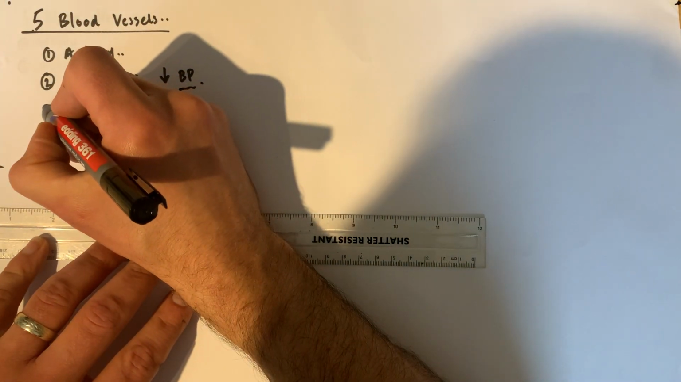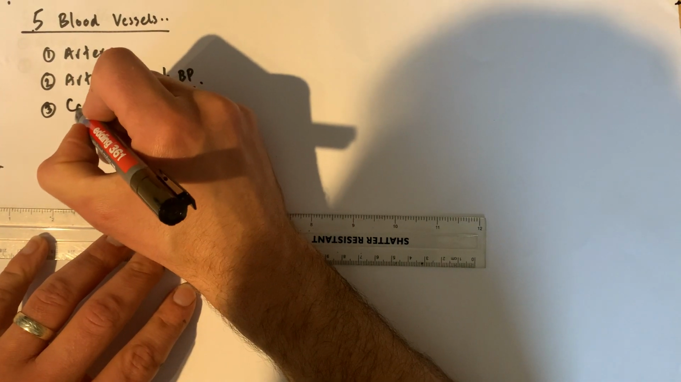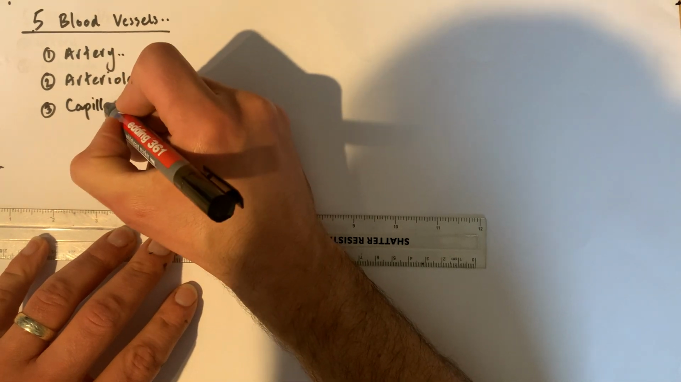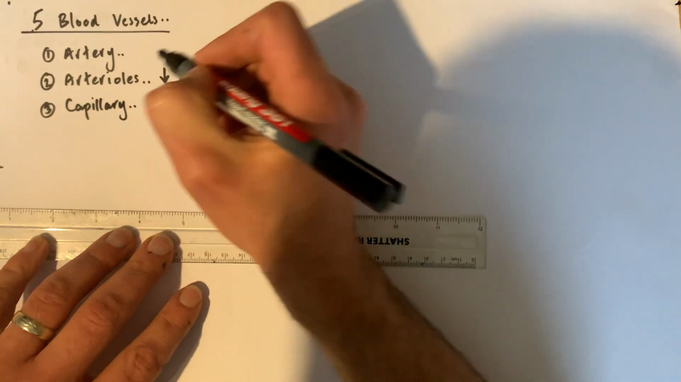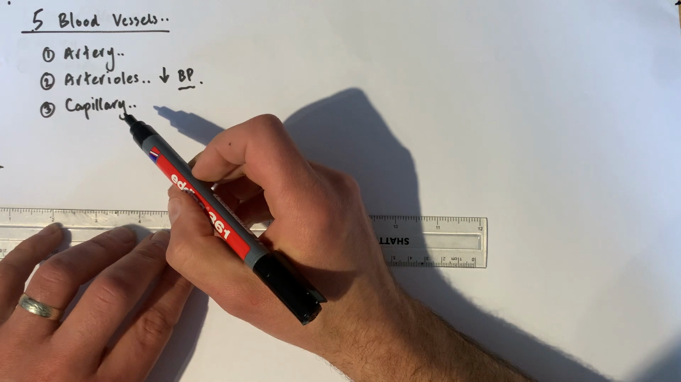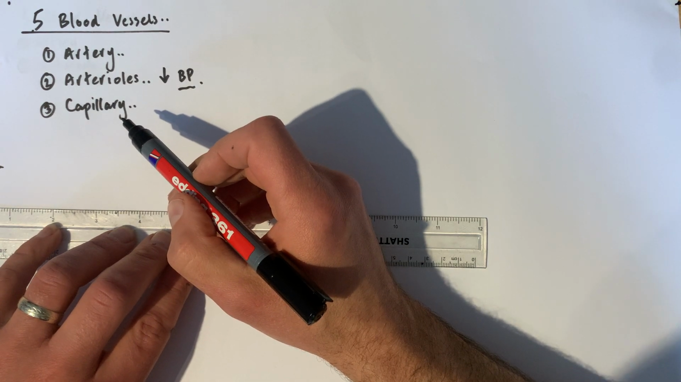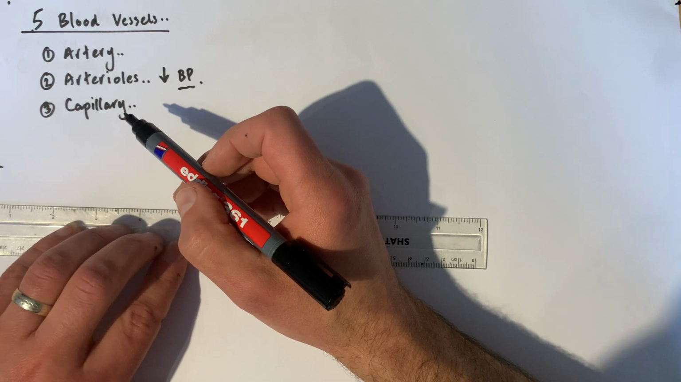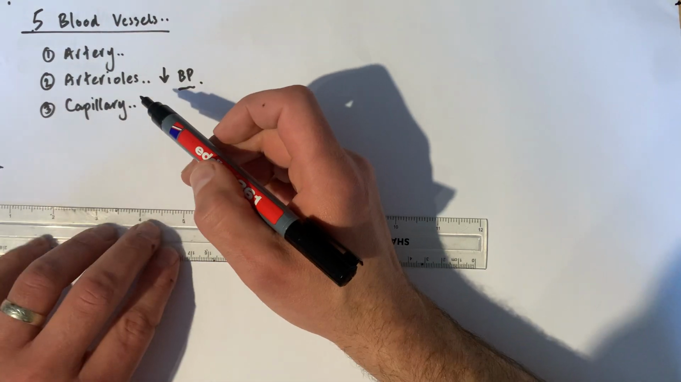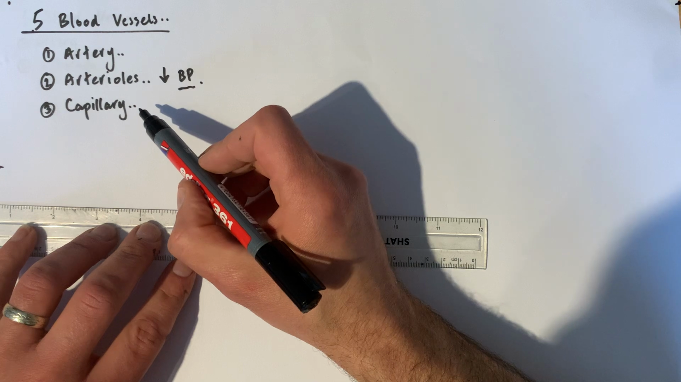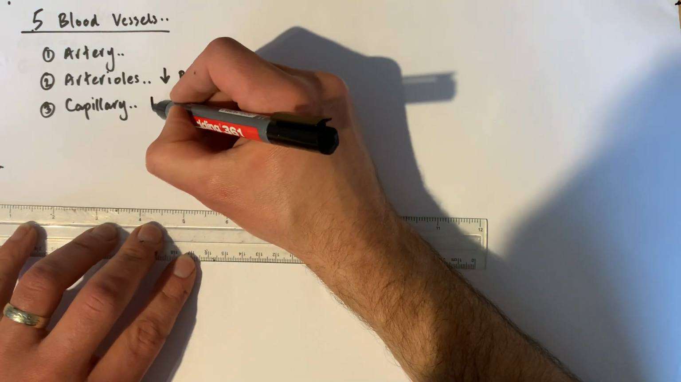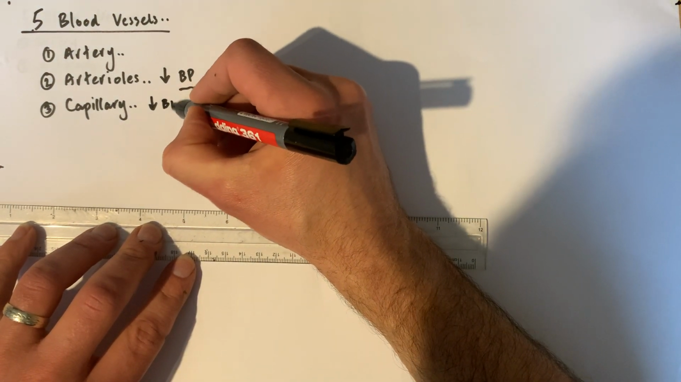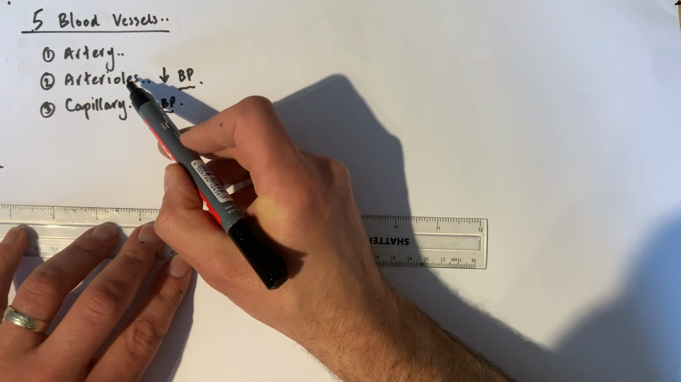So the third one I'm actually going to do is the blood capillary. Blood capillaries are the smallest of the blood vessels, and the wall of the blood capillary is just made of endothelium. So it's 1 cell thick, and it's endothelium, which is a specialized epithelium. And the capillaries even further drop the blood pressure from the arteriole.